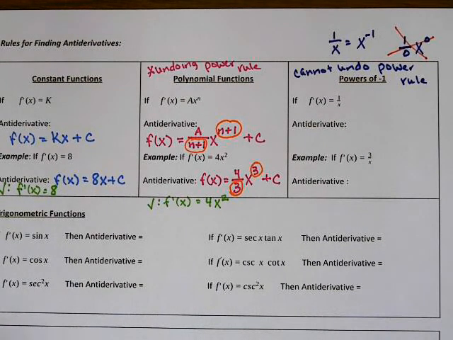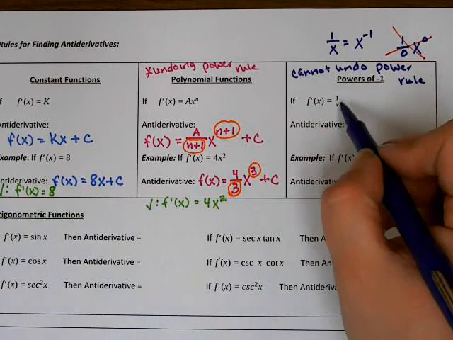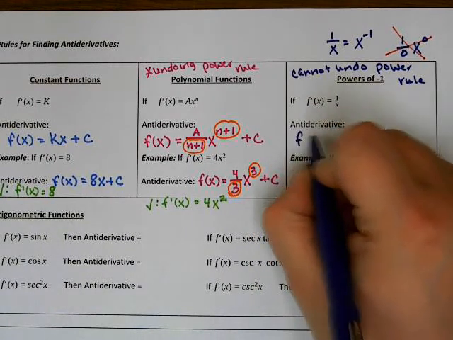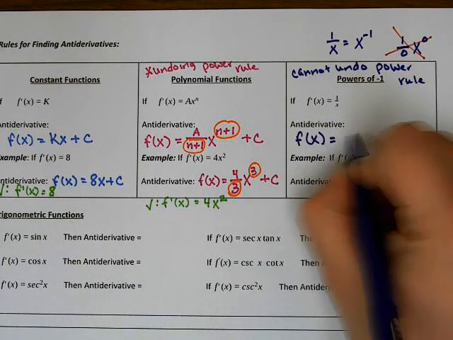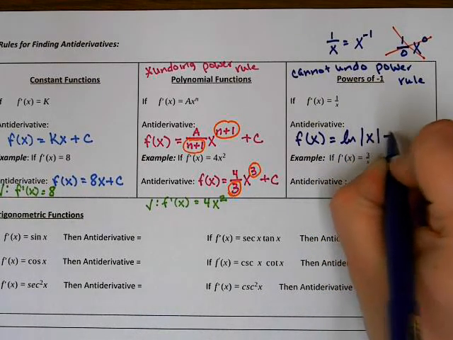You should be able to look at this and recognize that that is the derivative of the natural log of x. So anytime you have 1 over x, the antiderivative is the natural log of the absolute value of x plus c.